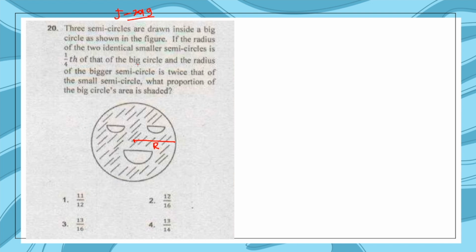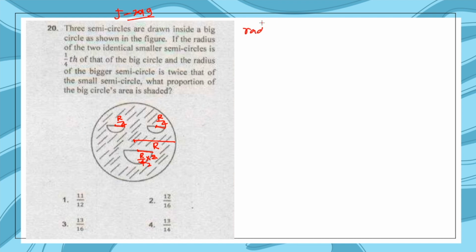Now it says that the radius of the two smaller semicircles, means these two, is 1/4. So the radius of this will be capital R upon 4, for both of them. 1/4 of capital R is R upon 4. Then it says the radius of the bigger semicircle, which is this one, is twice that of a small semicircle. Means this is going to be capital R upon 4, which was this, and twice of that. So this will be nothing but capital R upon 2, right? I'm just writing it over here so that you understand.